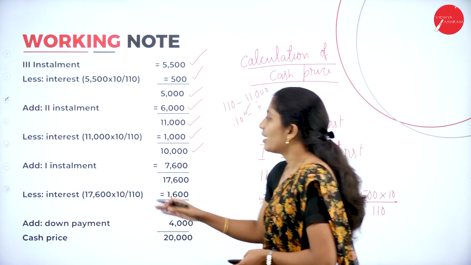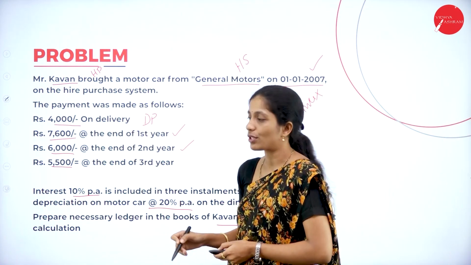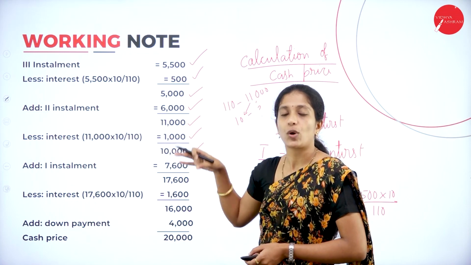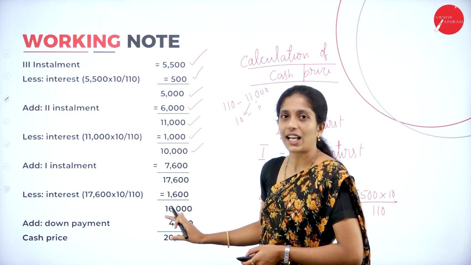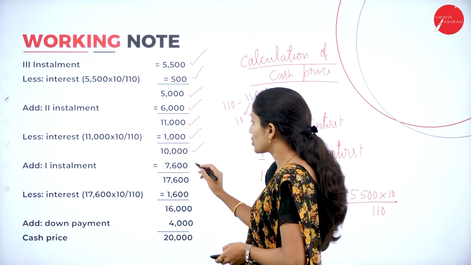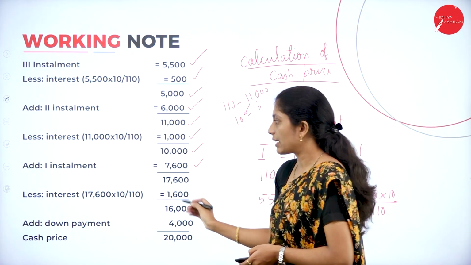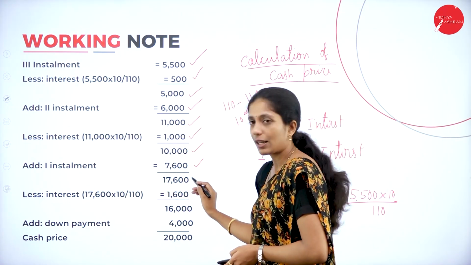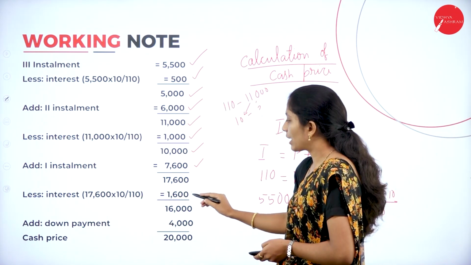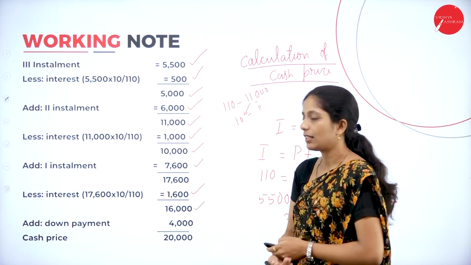So, we are coming from downwards, that is from the third installment, next the second installment, next the first installment. Next, add the first installment, which is 7,600. We want the cash price, so whatever we have to add or deduct, we do that to get the ultimate cash price. So the total is 17,600 less interest: 17,600 into 10 divided by 110 gives 1,600. When you deduct, you'll get 16,000.